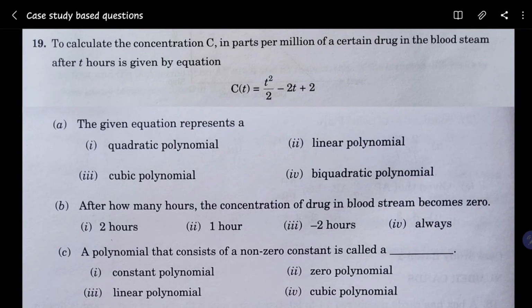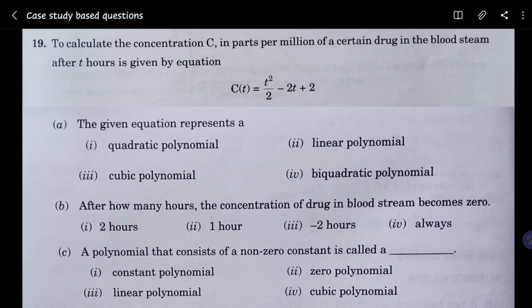Now let us see the final problem for today. In this problem, a formula is given to calculate the concentration of a drug in bloodstream after T hours. So C represents the concentration of the drug in parts per million and T represents the time. Let us explore the first question.